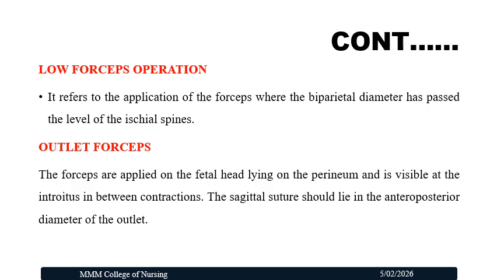Next is low forceps operation. Here it refers to the application of the forceps where the biparietal diameter has passed the level of the ischial spine. And the next one is outlet forceps. The forceps are applied on the fetal head lying on the perineum and visible at the introitus in between the contractions. So here the sagittal suture should lie in the anteroposterior diameter of the outlet.